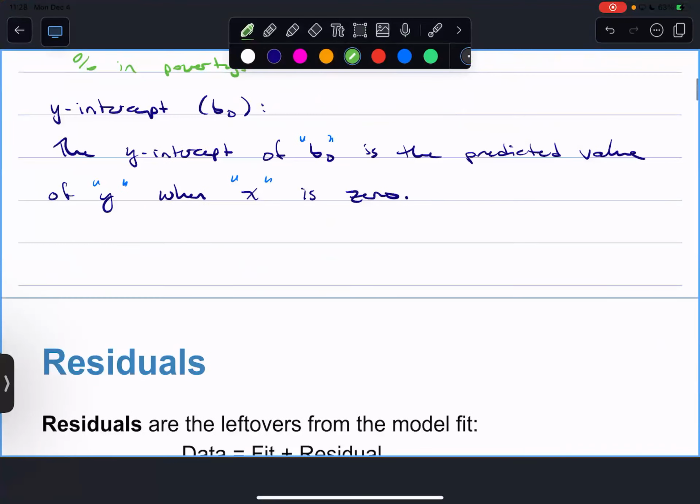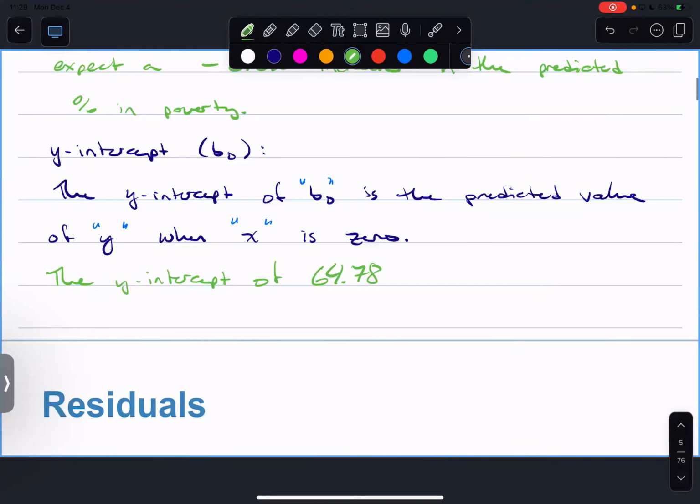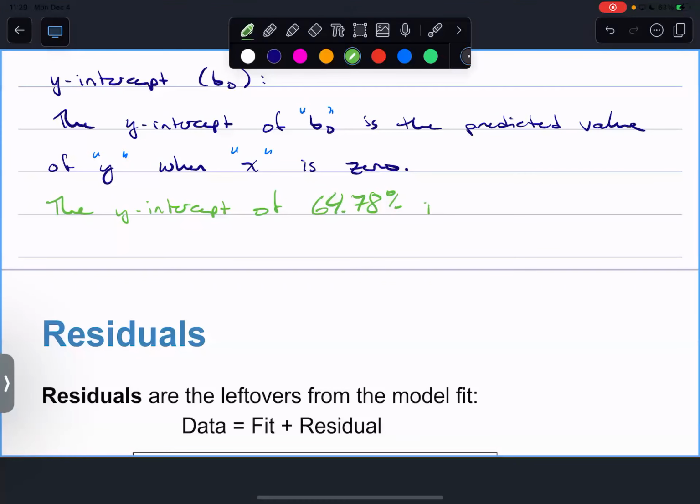The y-intercept of 64.78%, I want to say, is the predicted percentage in poverty in a state with 0% high school grads.